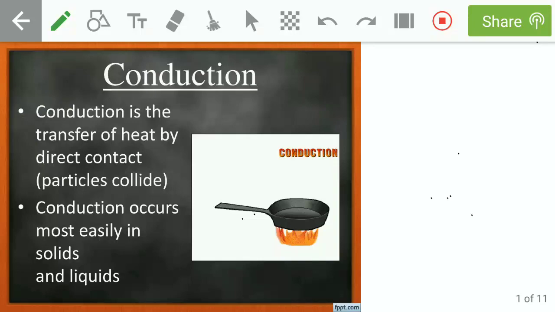Hello everyone. Today I'm going to explain one of the basic concepts of modes of heat transfer, which is conduction. Basically, we study three types of modes of heat transfer: conduction, convection, and radiation. In this video, I'm going to explain the physical significance of conduction, and how we can observe conduction in real life. So basically, what is conduction?